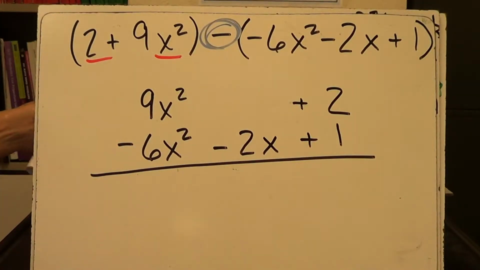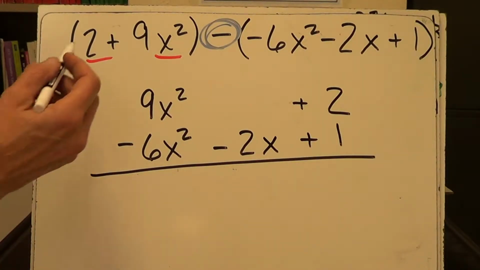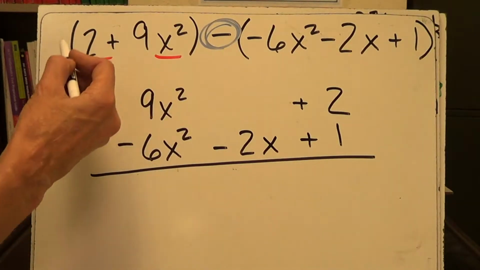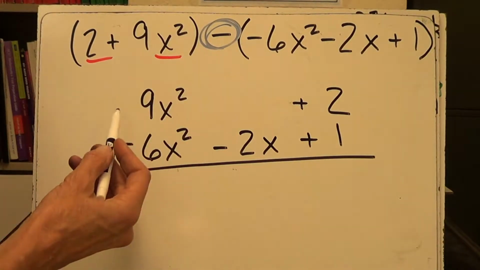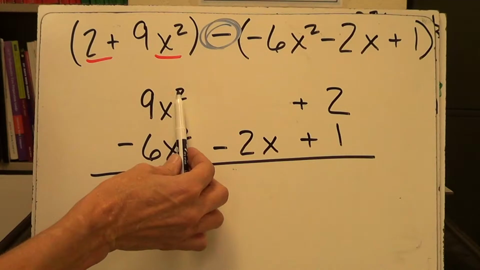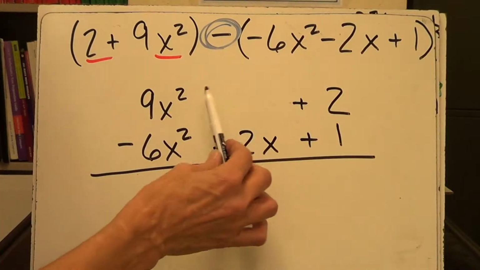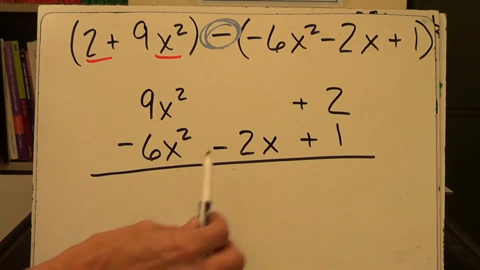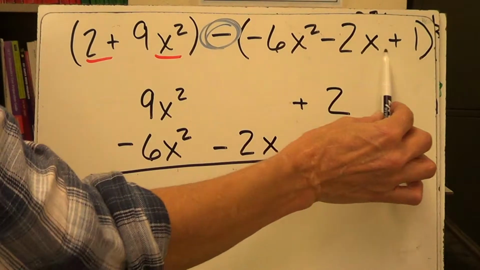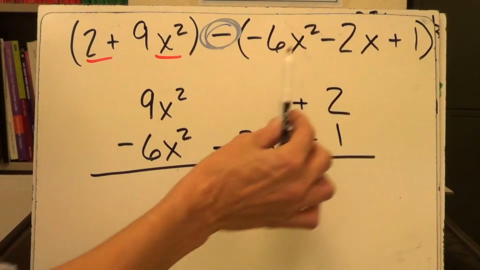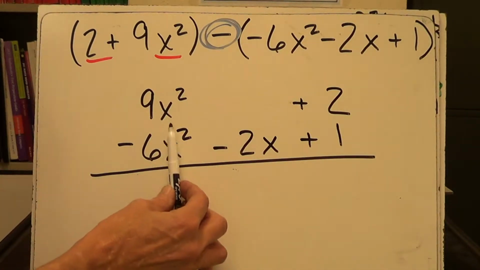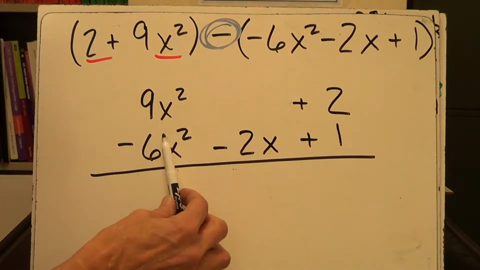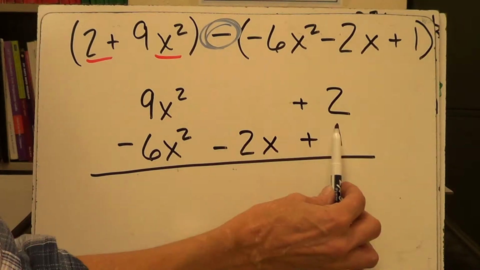If we're subtracting, what I do is make sure first of all that you write them in standard form. That means the highest exponent first. So I have 9x squared. Then I would have the 2 way over here because I need a spot to have the x to the first value. Since I'm subtracting, I just go ahead and I take this second polynomial and I write it right underneath just like it is. Negative 6x squared minus 2x plus 1.